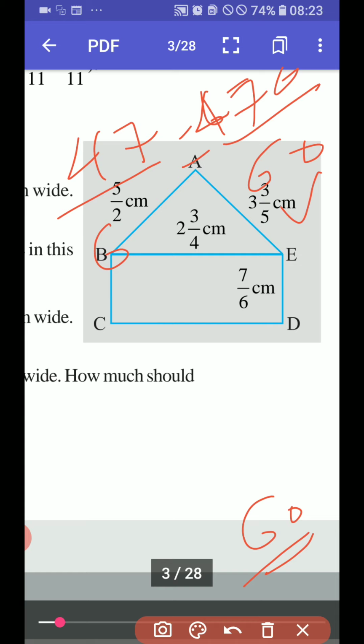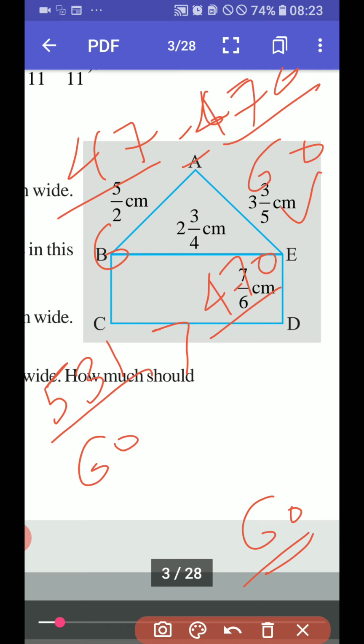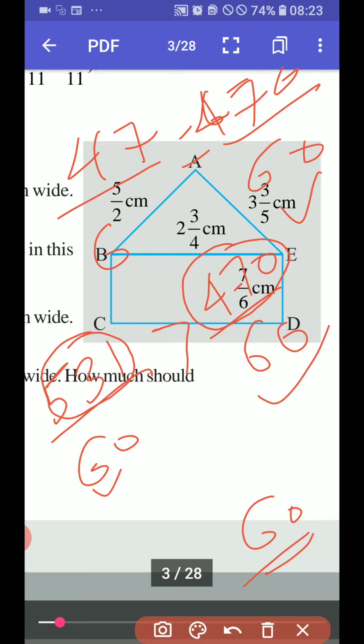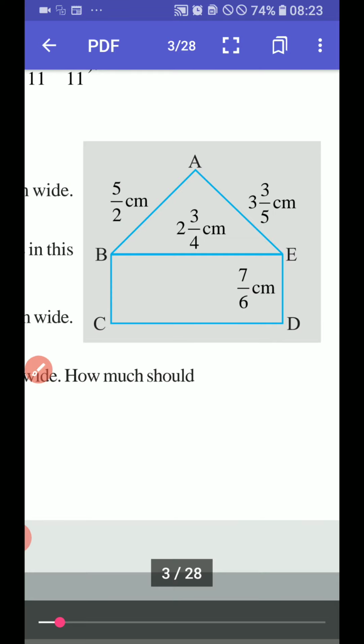Since the perimeter of the triangle is 531 upon 60, which is greater than the perimeter of the rectangle, which is 470 by 60, because the numerator of this first fraction is greater than the numerator of the second fraction, although both have equal denominator. Right, now come to the next question.